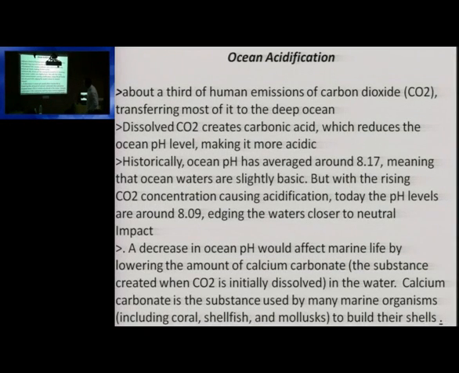Dissolved CO2 creates carbonic acid, which reduces the ocean pH level. You all know the pH level, right? It is how acidic or how basic something is. It is on a scale of 0 to 14. So 0 is very acidic, 14 is basic, meaning alkaline. The middle is somewhere around 7 to 8, and that is how it is distinguished.